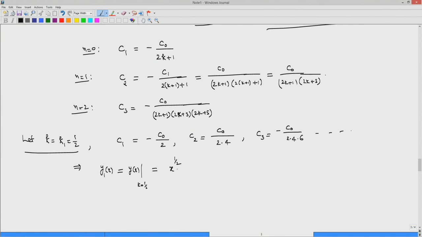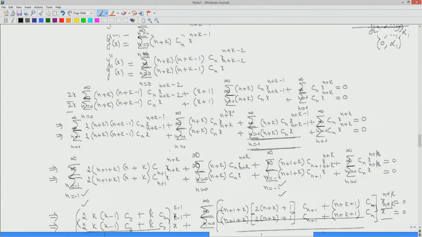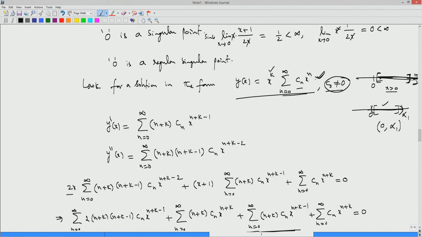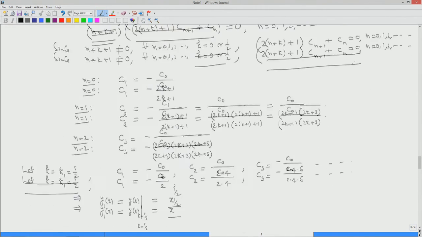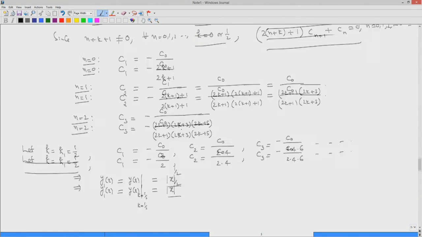So, when you write x power half, x has to be positive. If you are working with the equation on the x negative side, then when you get x power k, you have to write mod x. Mod x means it works for both x positive and x negative. That is how your solution should be.